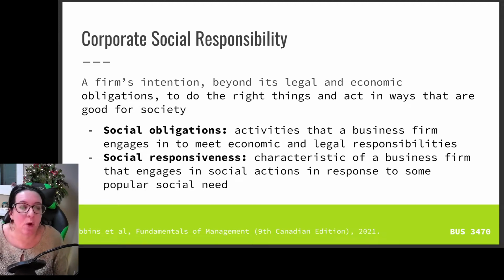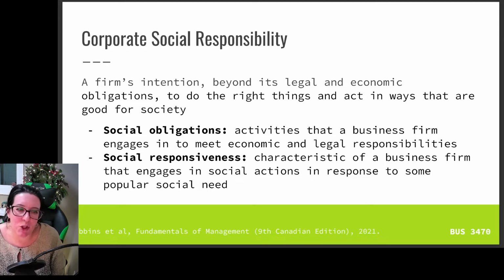In our previous video, we looked at ethical responsibilities of an organization, but we also see that organizations have a social responsibility. So we want to look at what we mean by corporate social responsibility. This is a firm's intention beyond its legal and economic obligations to do the right things and act in ways that are good for society.